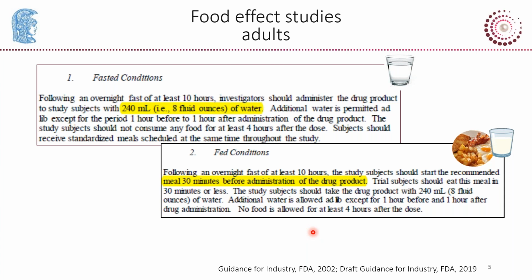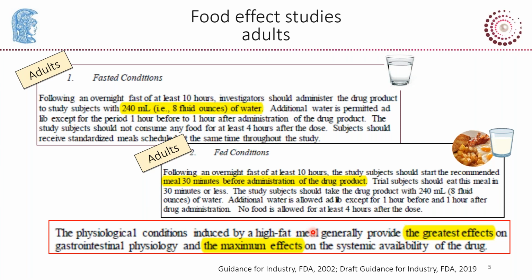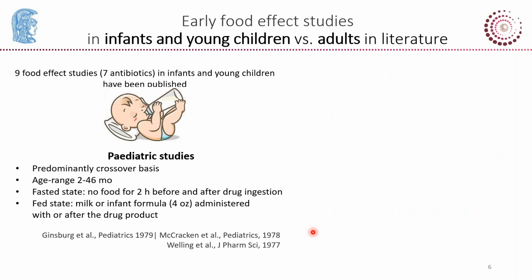By employing a high-calorie, high-fat meal, food effect studies in adults aim at detecting the maximum effect on GI physiology and the maximum effect on bioavailability. But is the effect observed in adults after the consumption of a high-calorie, high-fat meal similar to the effect of infant food in infants? We tried to review food effect investigations regarding drug exposure in infants. To date, 9 data sets from food effect studies for 7 different drugs in infants and young children have been published. This means the range of from 2 months to 2 years old.